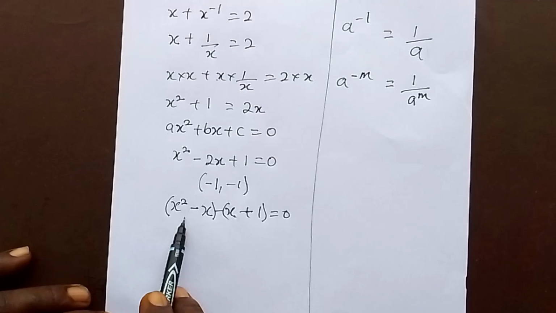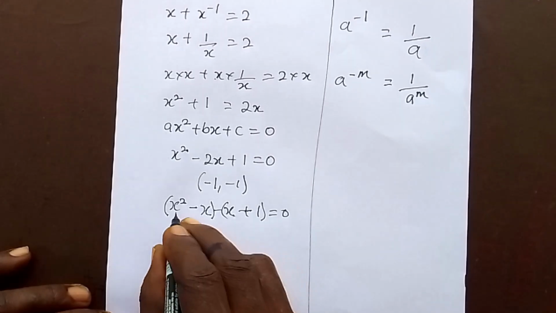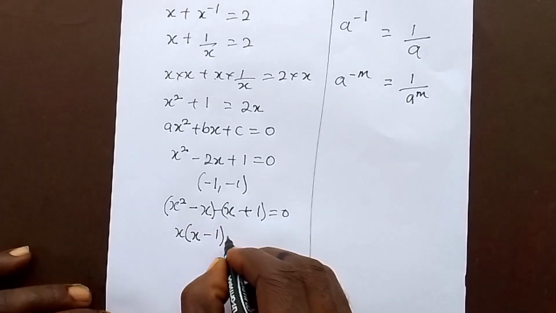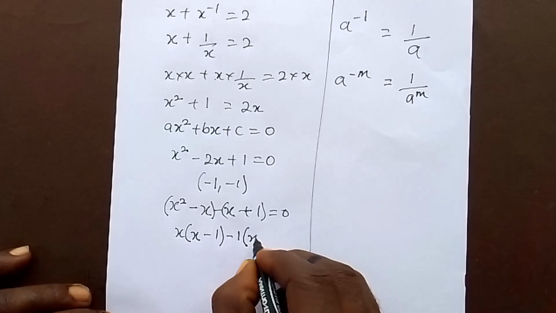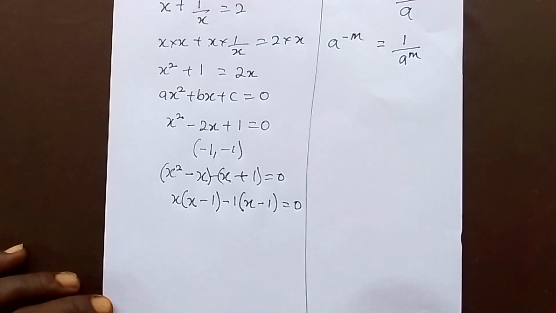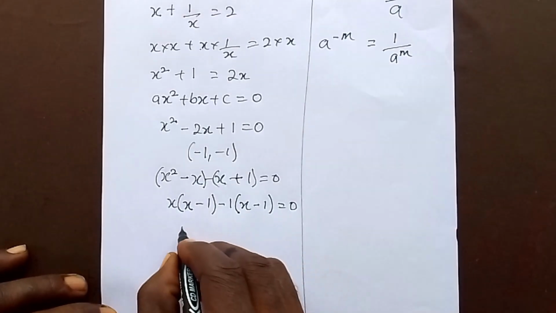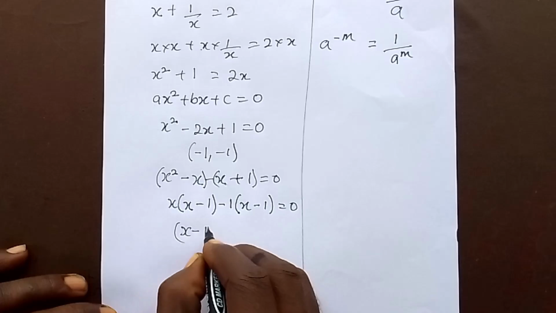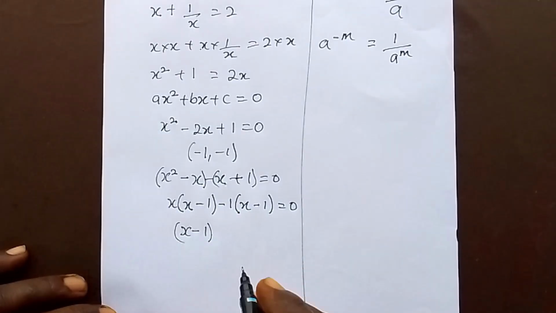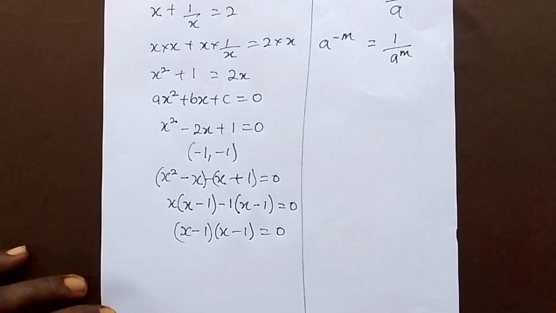For this one, the common factor here is x, so x comes out. I have x left here, minus 1. Then we come here, minus 1 out, x minus 1 is equal to 0. From this, I have x minus 1, taking 1 gives us x minus 1. Then taking the coefficient of these ones, the multiplier of these ones, another x minus 1 equal to 0.